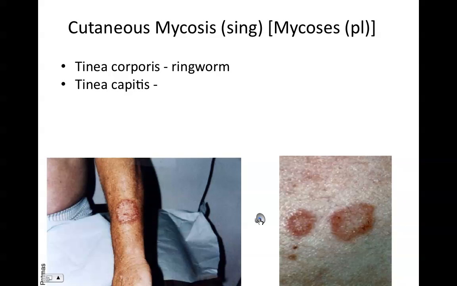Tinea corporis is ringworm, in other words, cutaneous mycoses of the body, arms, trunk, legs. Tinea capitis is ringworm of the scalp. And many of these infections are sort of misidentified. One time folks did think that ringworm was a real worm because it appeared that whatever it was in the skin seemed to migrate or move from a central spot and then radiate out from that central spot with a leading edge that was sort of red and inflamed.